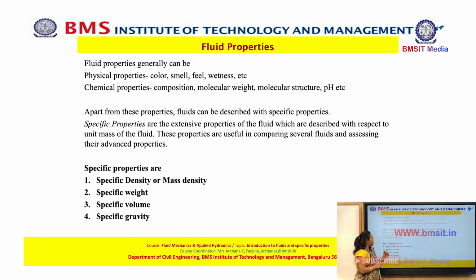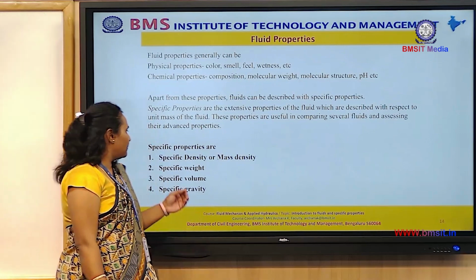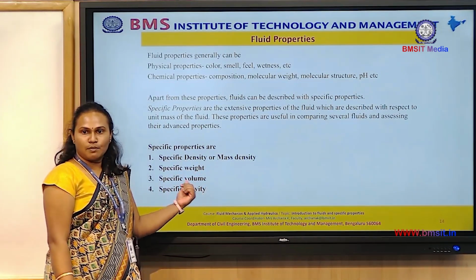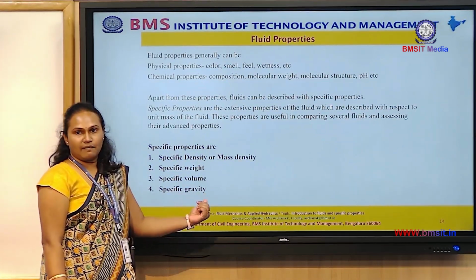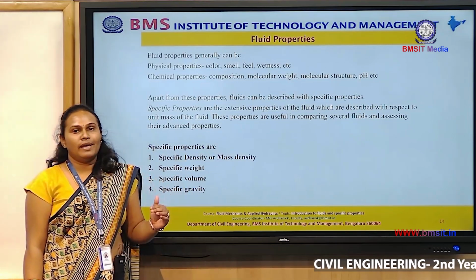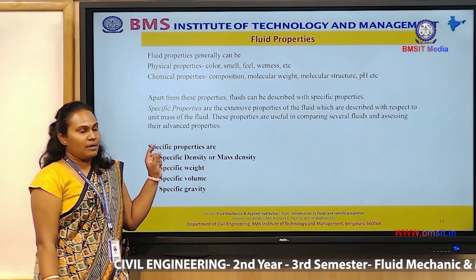So coming to the specific properties, these are the extensive properties of the fluid which are described with respect to the unit mass of the fluid. Unit mass is unit weight. So that is why they are called specific properties. The specific properties which you have to learn are specific density or mass density, specific weight, specific volume and specific gravity. There are four types of specific properties, that is specific density, specific weight, specific volume and specific gravity. We'll learn all these one by one.